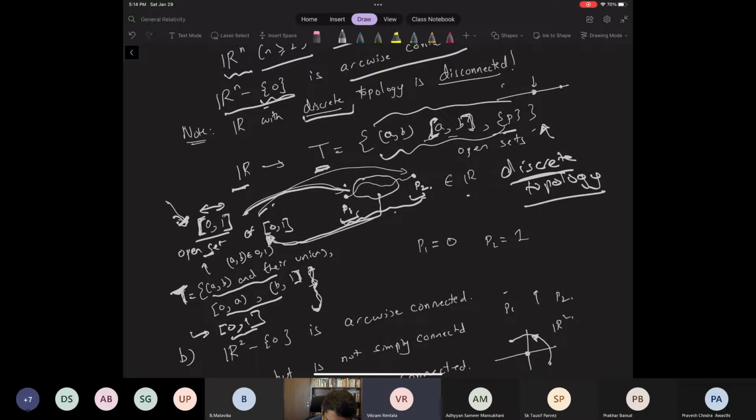So the map is continuous. So I map 0,1, so let's say I map everything except 1 to P1, and I map the point 1 to P2. Yes, sir.